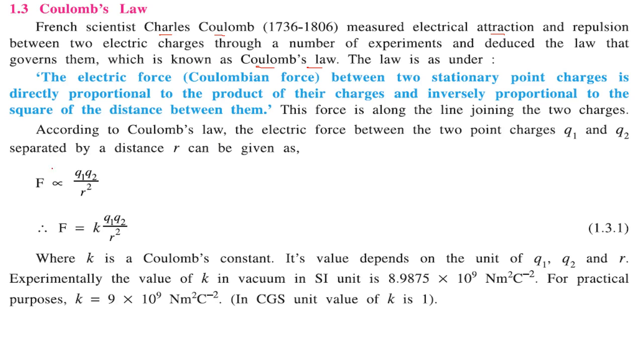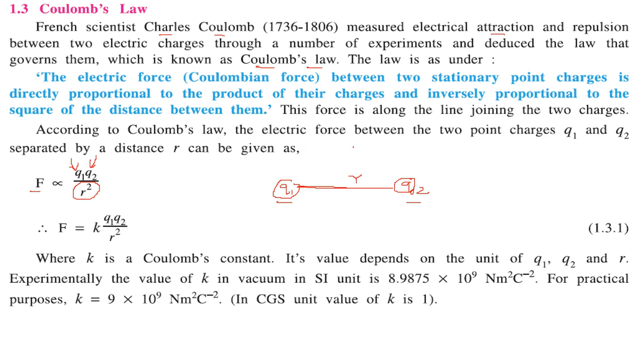He said that the electric force, also known as the Coulombian force, between two stationary point charges is directly proportional to the product of their charges. If this is Q1, this is Q2, then this force is directly proportional to the product of their charges. And if the distance is r, then this force is inversely proportional to the square of the distance between them. And the force is along the line joining these two charges. So this is Coulomb's law.